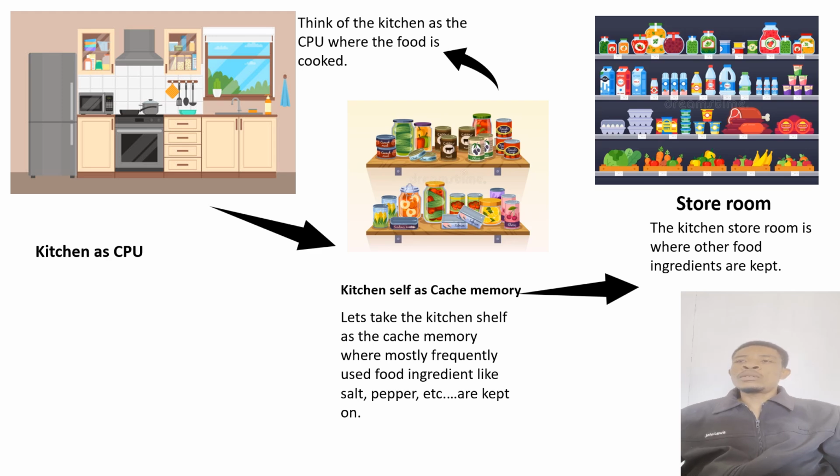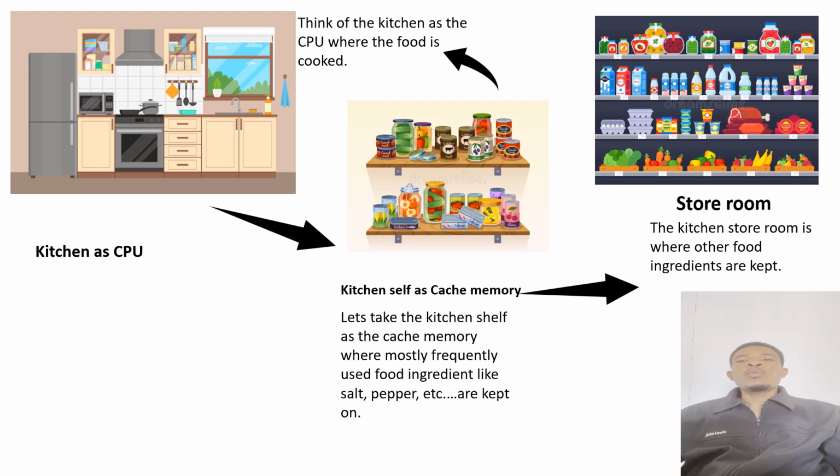Let's think of the picture as a storeroom where the food ingredients are kept. And then let's also look at what is in between the two images, the image in front. Frequently used ingredients such as salt, pepper, and spices are kept on the kitchen shelf, so it's easier to quickly grab an ingredient and use it in preparing the food, rather than going all the way to the storeroom to retrieve it.